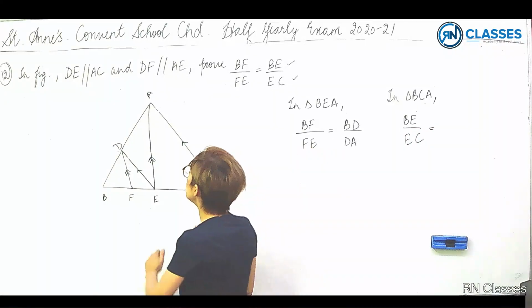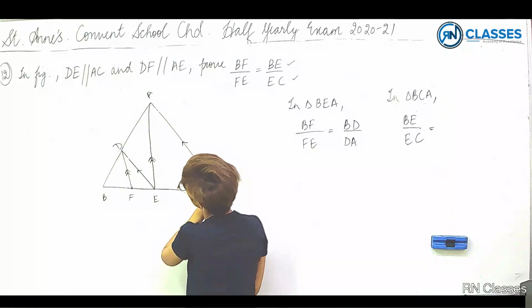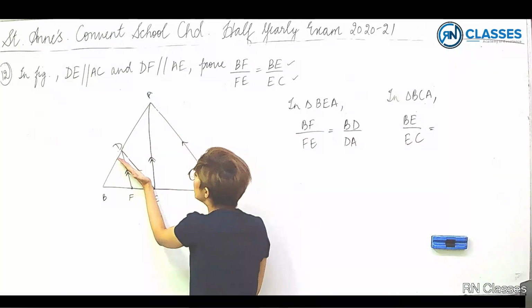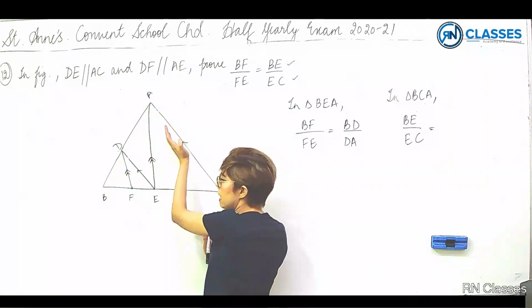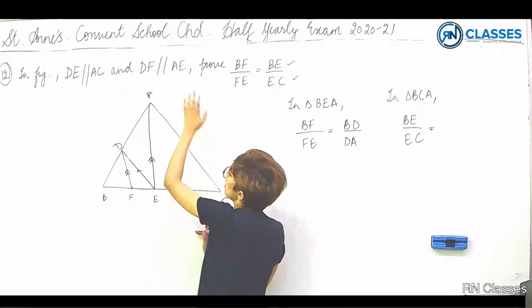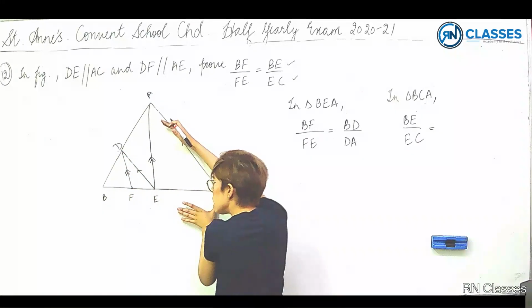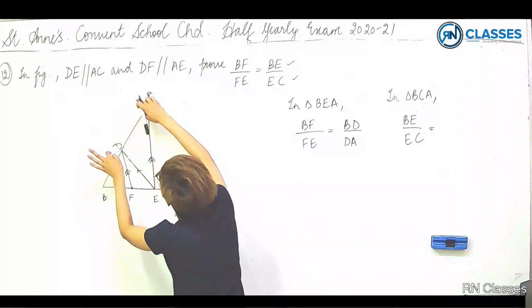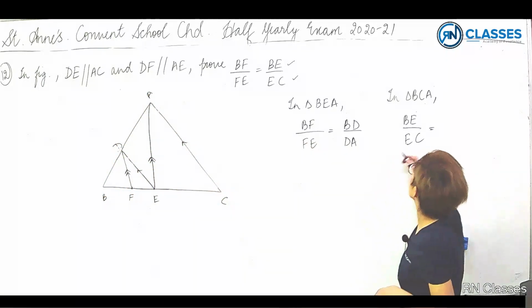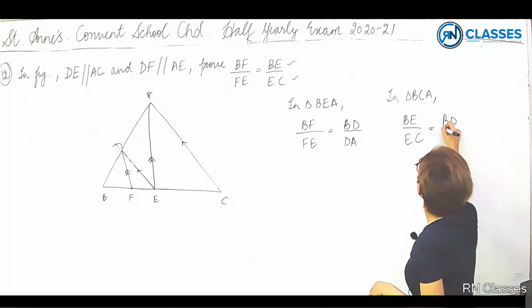Come on. We know that this is parallel to this. ED is parallel to CA, right? And the triangle is BCA. This is parallel to this. So that means BE by EC is equal to BD by DA.